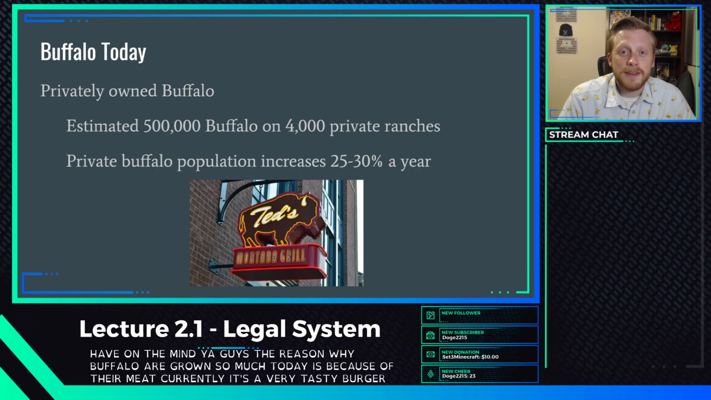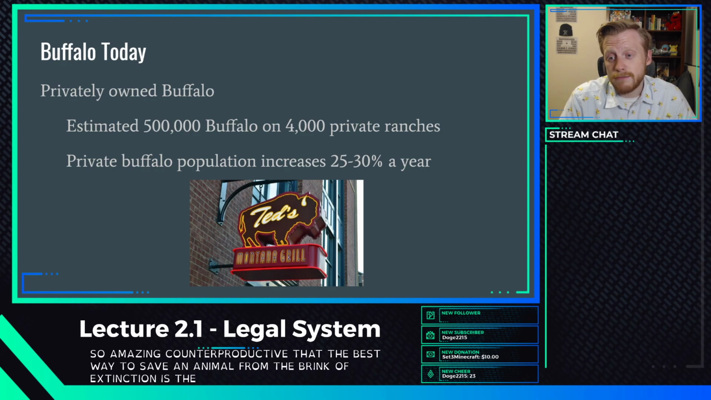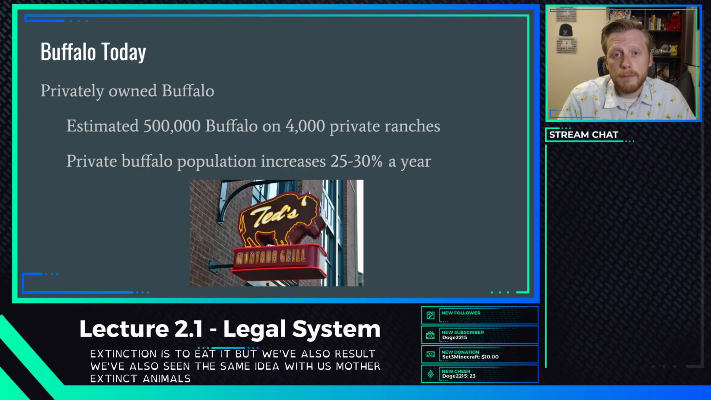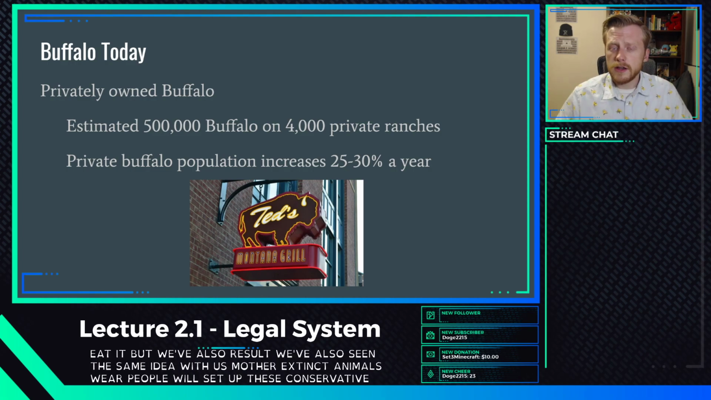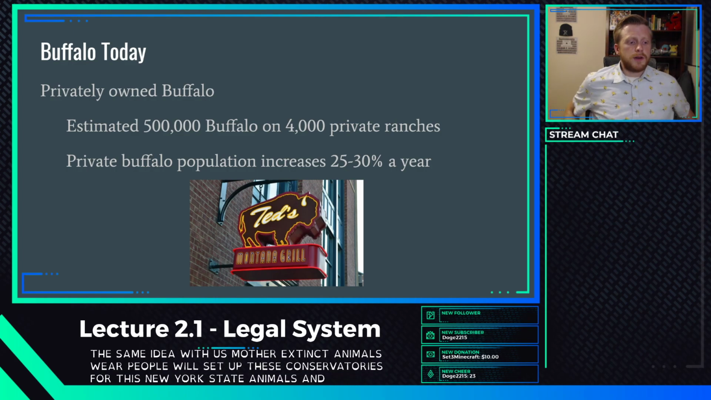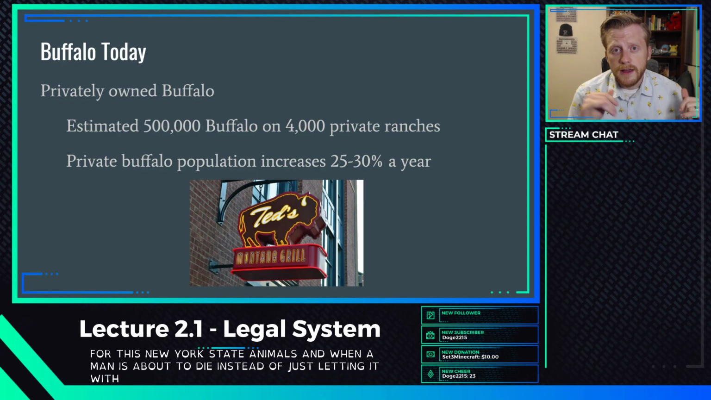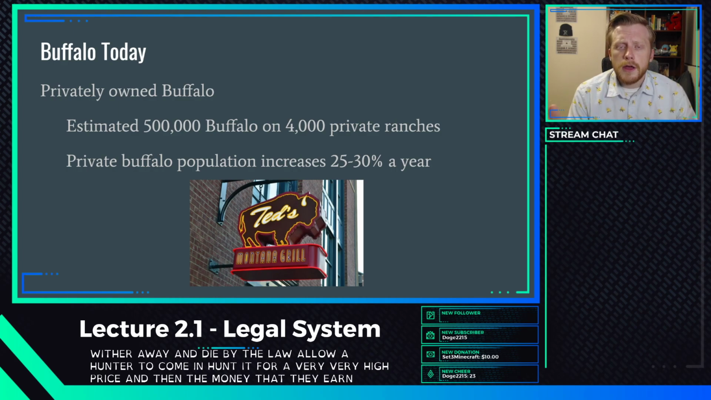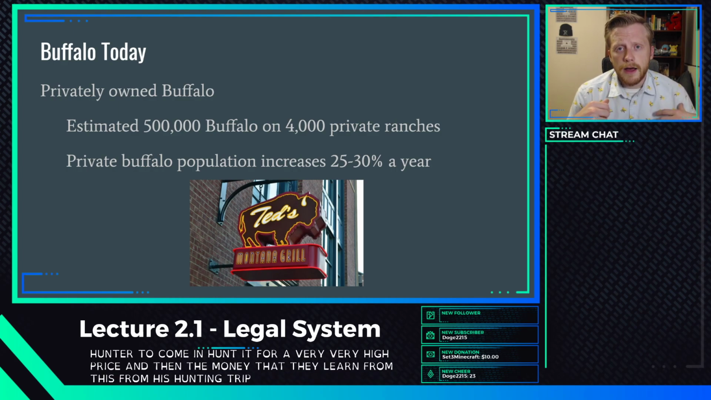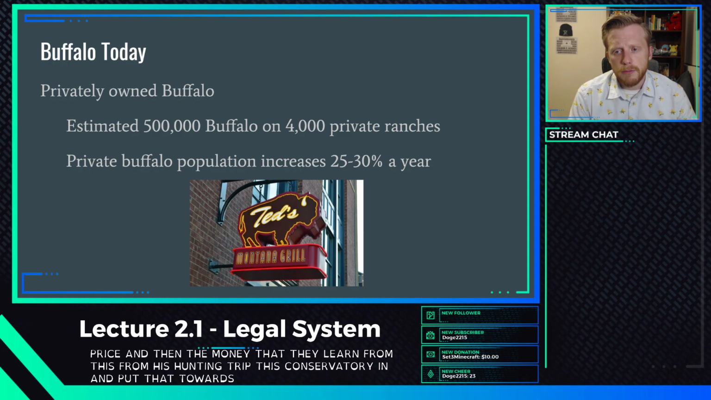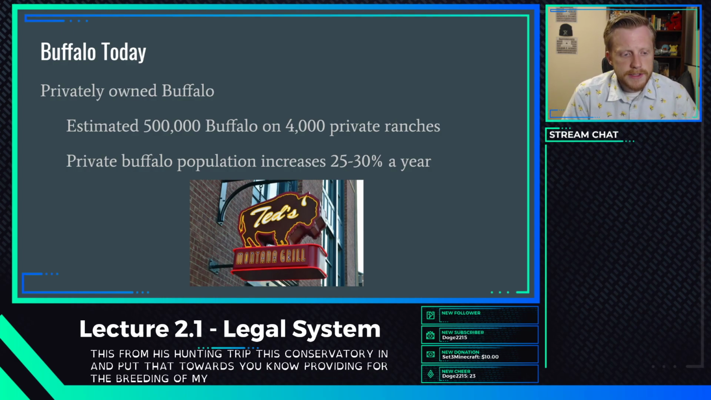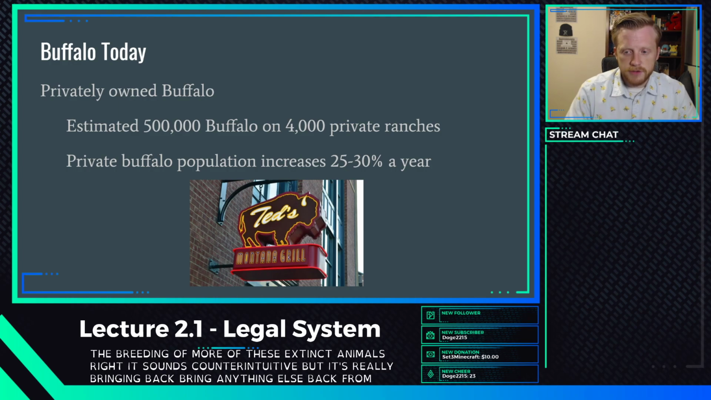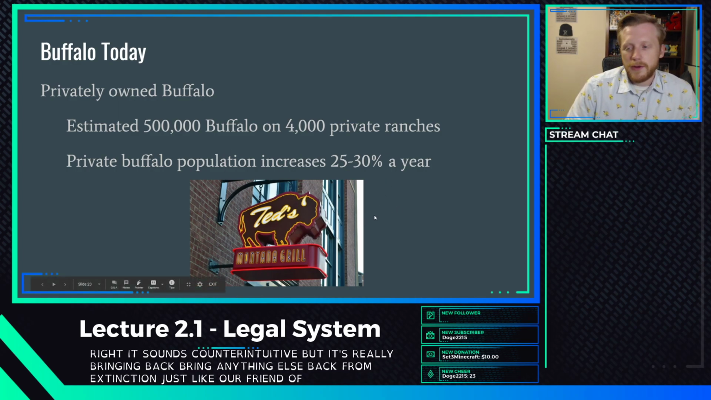So it may seem counterproductive that the best way to save an animal from the brink of extinction is to eat it, but we've also seen the same idea with some other near extinct animals, where people will set up these conservatories. When an animal's about to die, instead of just letting it wither away and die, they'll allow a hunter to come in and hunt it for a very, very high price. And then the money that they earn from this hunting trip, the conservatory can put towards the breeding of more of these animals, right? It sounds counterintuitive, but it's really bringing these animals back from extinction. Just like our friend the buffalo here, okay?